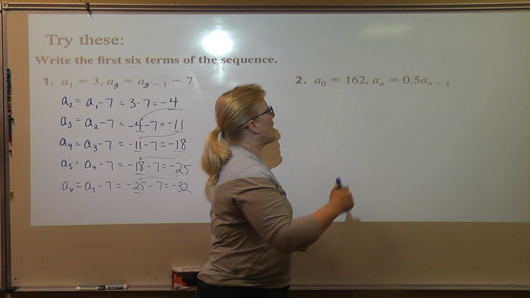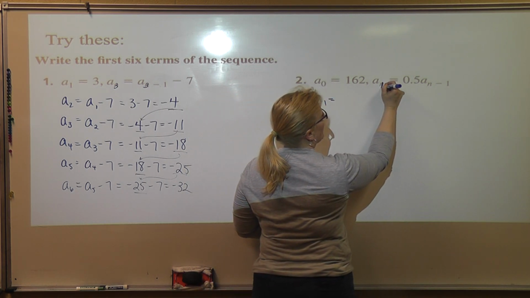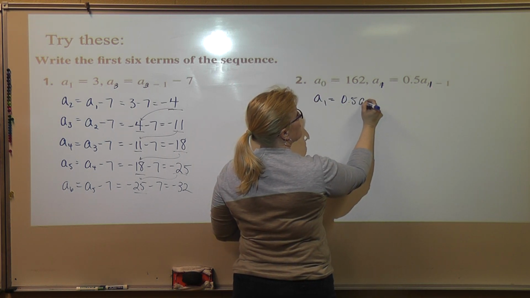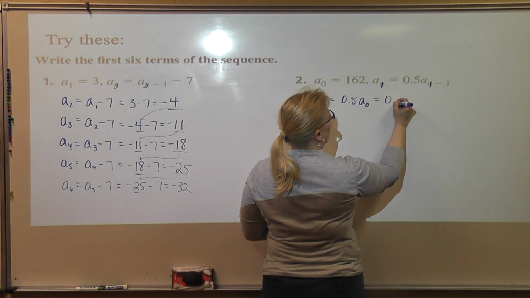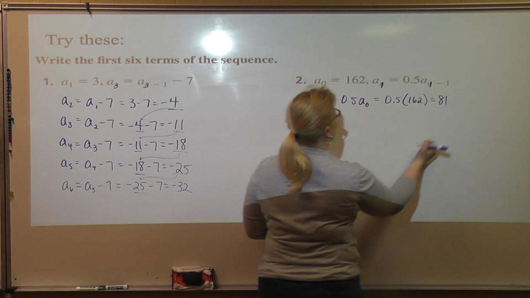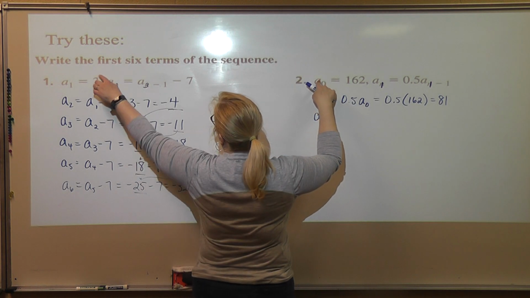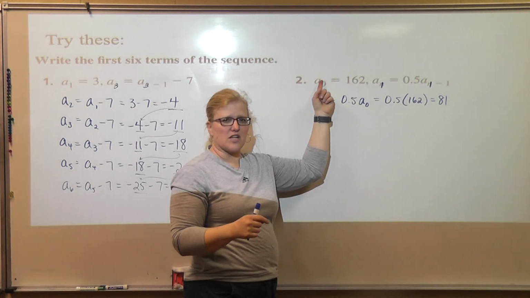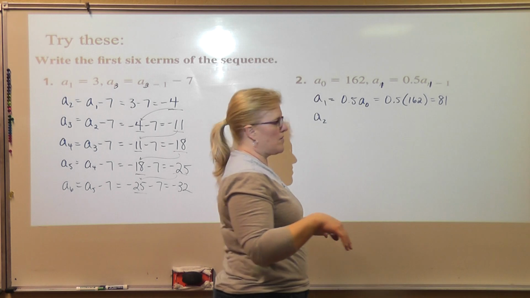Okay, so a sub 0 is 162. So a sub 1, if we plug that in, I'm going to have 0.5 times a sub 0. Well, that is 0.5 times 162, which equals 81. Okay, a sub 2, and we're going to count this as one of the, find the first 6 terms. This one started at a sub 1. They can also start at a sub 0. It kind of depends on the sequence, and we'll look at that a little bit more later.